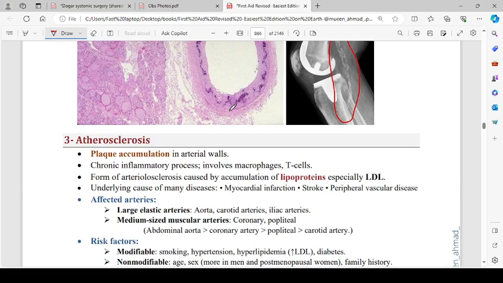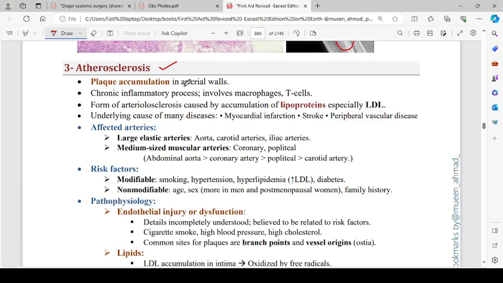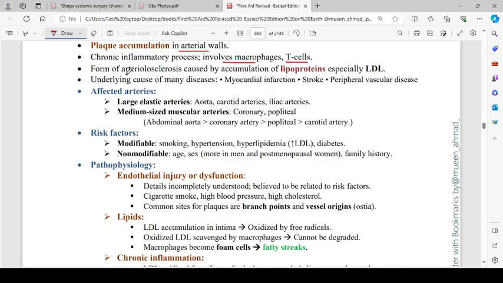Then comes the worst of them all, that is atherosclerosis. So it is because of plaque accumulation in the arterial wall, a chronic inflammatory process, and involves the macrophages and T cells. It is a form of arteriosclerosis caused by the accumulation of lipoproteins, especially the LDL, and is the underlying cause of many diseases: myocardial infarction, stroke, peripheral vascular diseases.